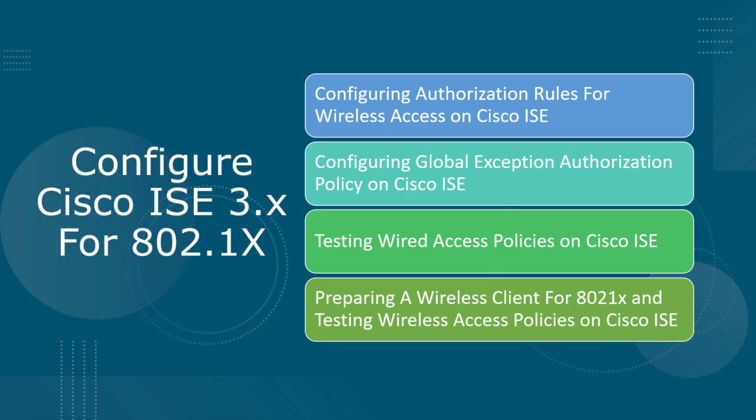So this chapter will be all about how we can configure Cisco ISE for proper 802.1x rules and policy sets, and we will deal with all aspects including global exception rules, and we will also understand how we can configure the clients in the correct way so that they will be ready for 802.1x authentication.